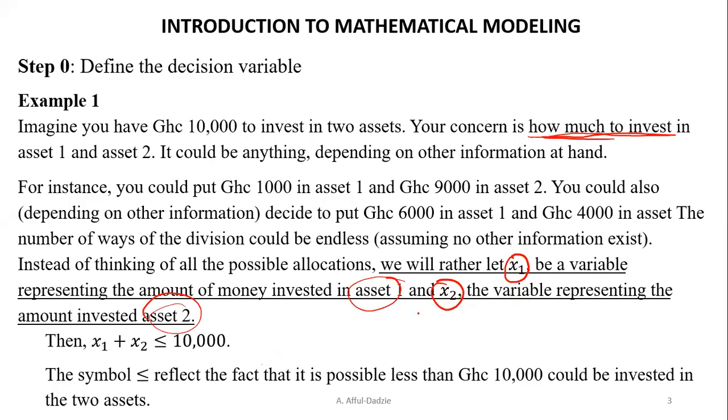So if we have successfully defined our decision variables, then we can actually state the first part of the question, which is, if you have 10,000 cedis and you just want to invest 10,000 in a certain asset, how do we state this? We can say that X1 plus X2 is less than or equal to 10,000. Now, why would we use less than or equal to 10,000 and not equal to?